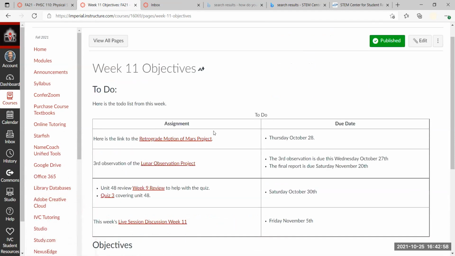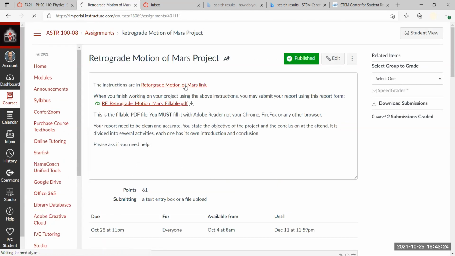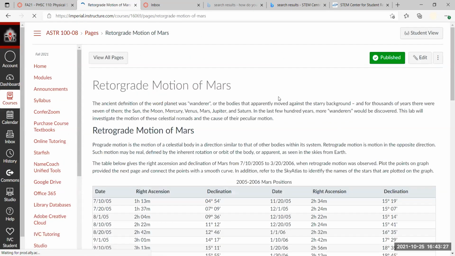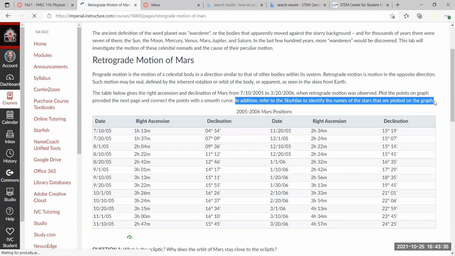Anyway, these are the objectives for this week. One of the things you should note in here is that the assignment for the retrograde was supposed to be due last weekend, but I extended it because there was a question that came about, and it's a very important question. So let me click on it to go to it. The question is actually in the instructions, okay? And I edited this activity, but I forgot to mention that this is actually an in-class activity.